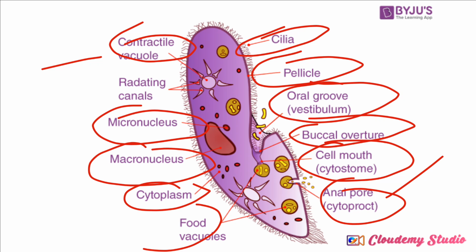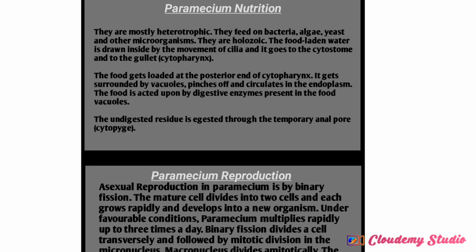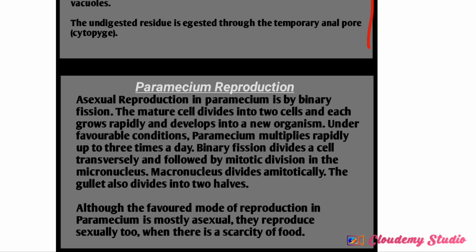And how do they reproduce? They reproduce in two ways. Remember I said cytoproct is anus and cytosome is mouth. Please don't forget that. They have a mouth and an anus. I've talked about the nutrition. Let's now talk about reproduction in paramecium. They can divide in two ways.